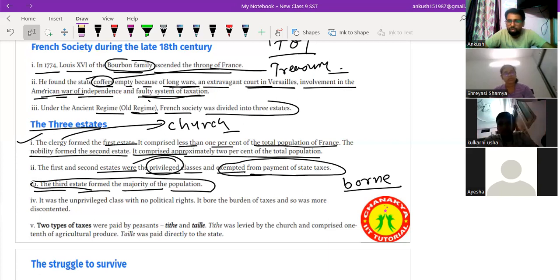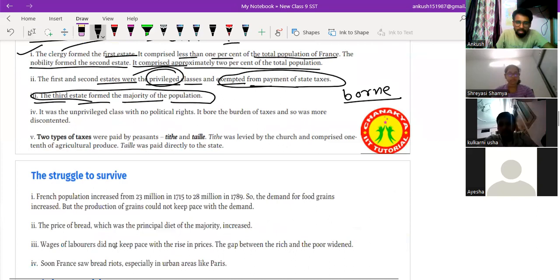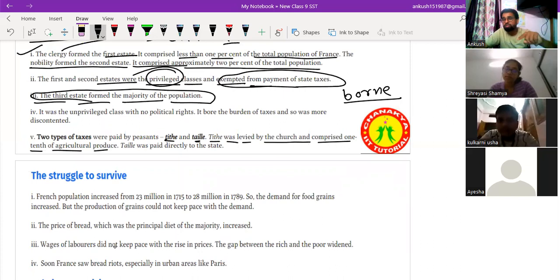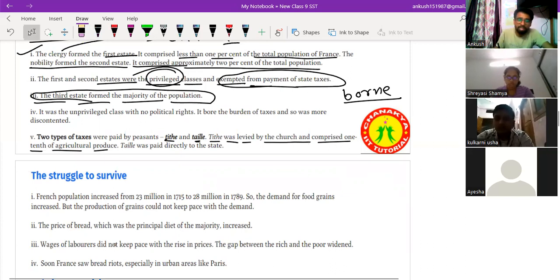At that time, two types of taxes were paid by the peasants: tithe and tally. Tithe was levied by the church and comprised 1/10 of agricultural produce. Means whatever was produced in the agricultural farm, 1/10 of the agricultural produce was directly taken away by the church. Understood? To feed those clergy who were actually not doing anything else. Have you got the point? Tally was paid directly to the state.